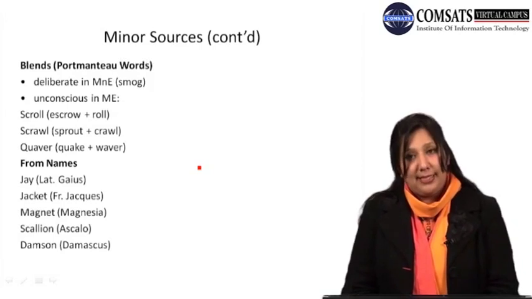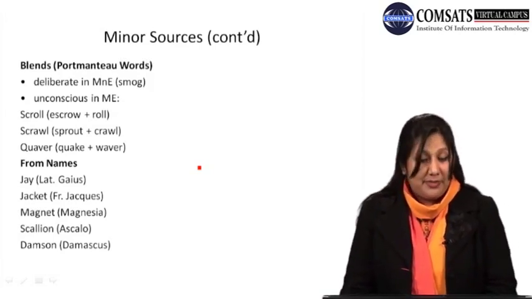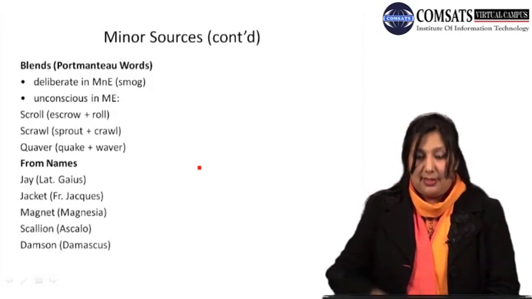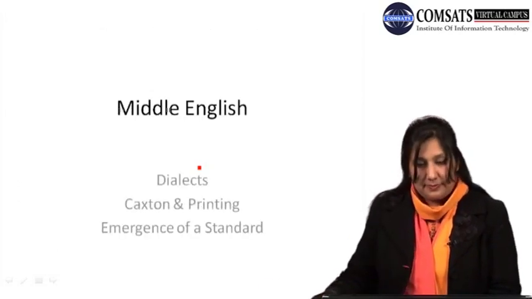Scallion, it comes from Escalo, this name. Damson, it comes from Damascus, the name Damascus.